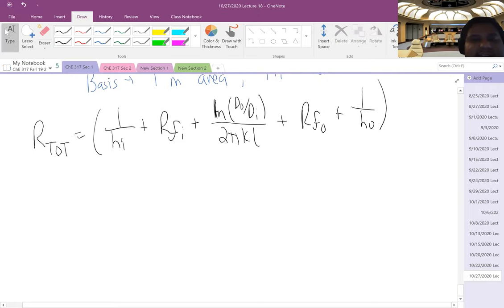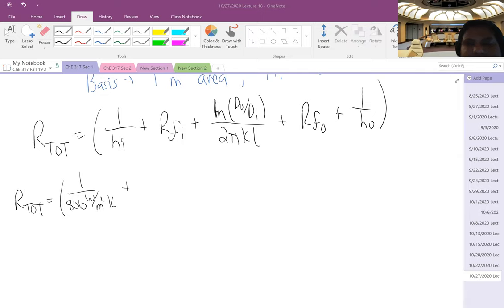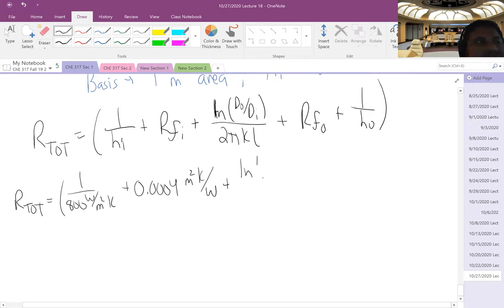And with this in mind, I just have to plug in terms and solve. Our R total will equal 1 over h_i, which was 800 watts per meter squared Kelvin, plus R_f,i, the fouling on the inside, which was given as 0.0004 meter squared Kelvin per watt, plus the natural log of 3.2 divided by 1.5. They're both in centimeters, so I don't have to worry about units. Divided by 2 pi k, which is the thermal conductivity. I think it was 15 watts per meter Kelvin.